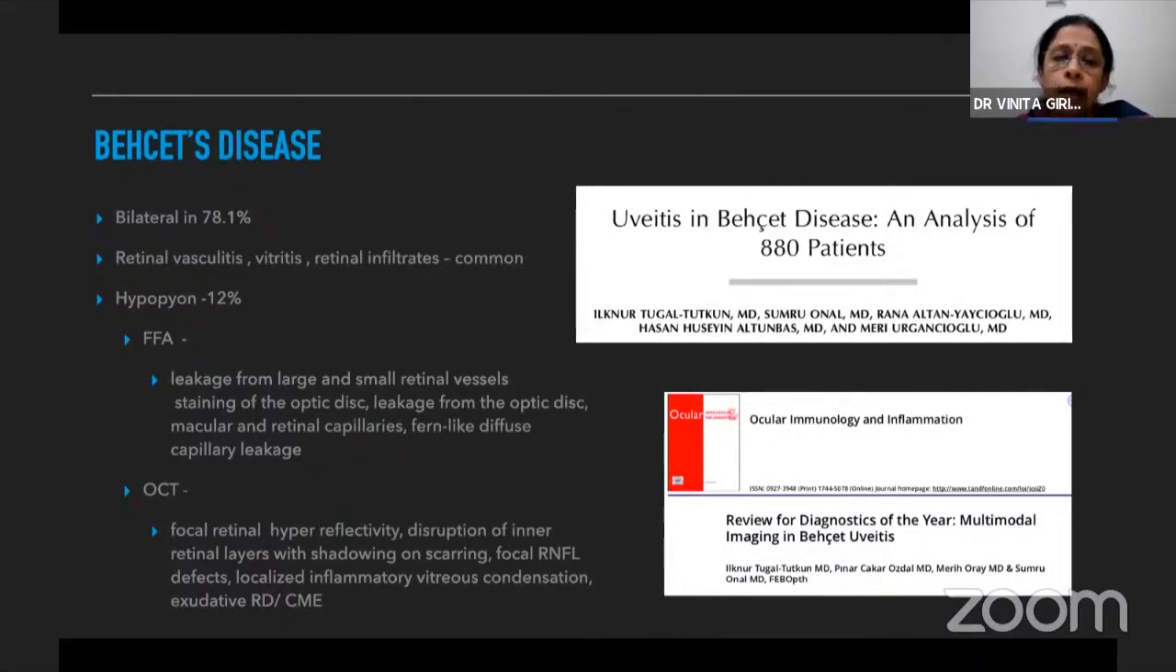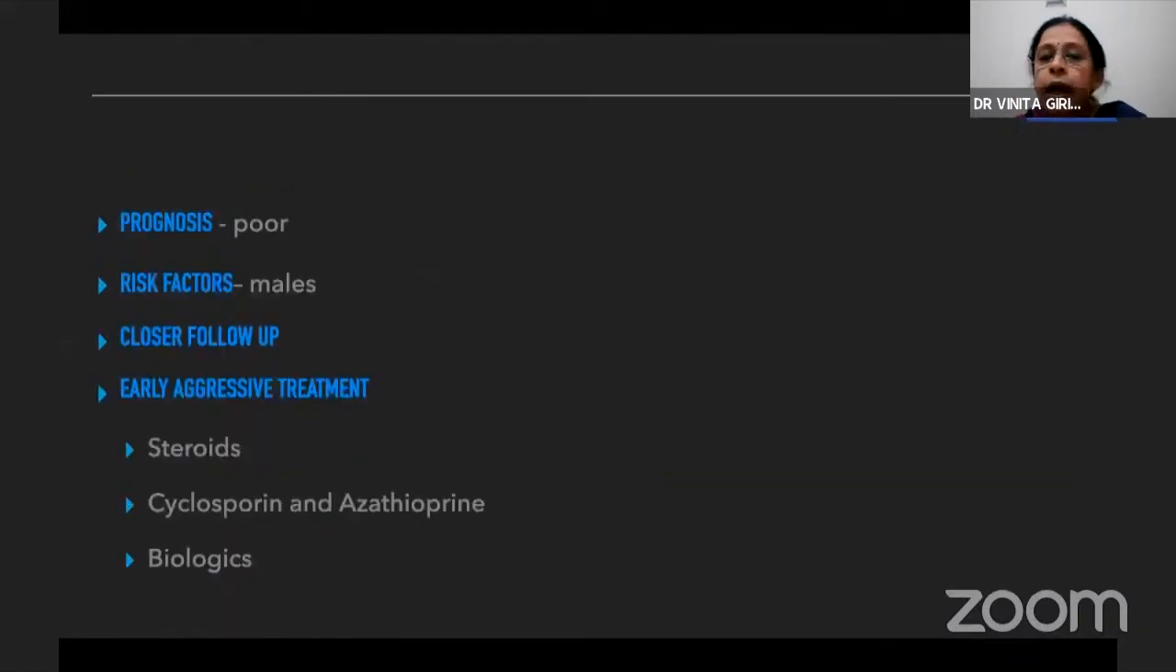So the prognosis in these patients has always been quite dismal in many Behçet's disease patients. And the Mediterranean studies have shown that the risk factor is mostly in males who present with earlier onset of the disease and a more aggressive form of the disease. So to answer Richa's question, yes, we should have a close follow-up.